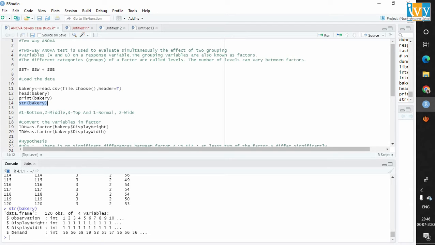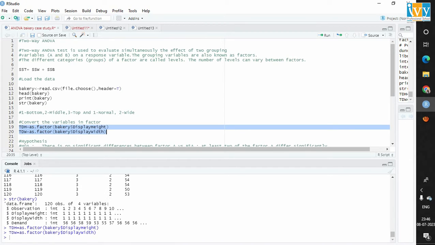Now we have to convert the variables into factors. As we can see from the structure, both our variables are in integer form, which is wrong. So we will convert both of them into factors before we move further.